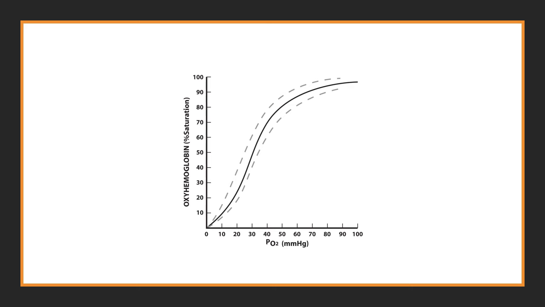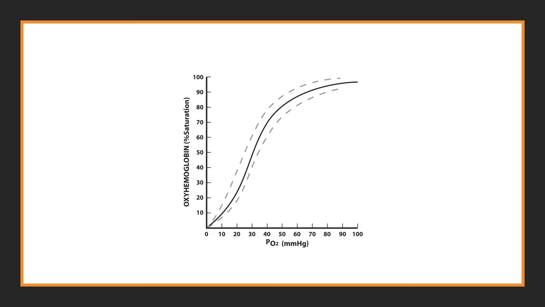When looking at this curve, we are looking at the saturation percent of oxygen on hemoglobin and comparing it to the partial pressure of oxygen in millimeters of mercury. We can see that after reaching about 80 to 90 millimeters of mercury, the saturation percent maxes out at about 98%. No matter how much more partial pressure of oxygen there is, there will be no more gains to the amount of hemoglobin saturated with oxygen.